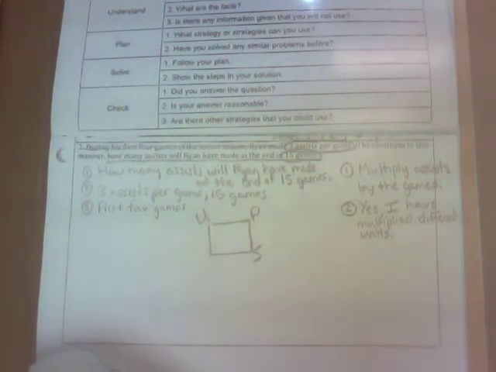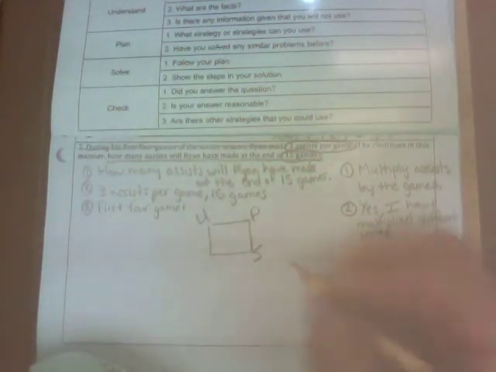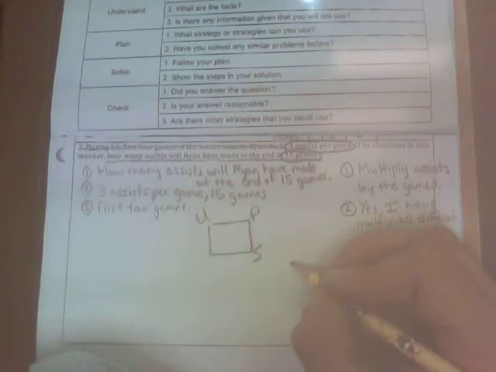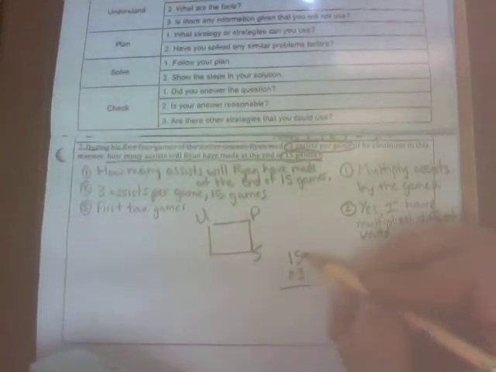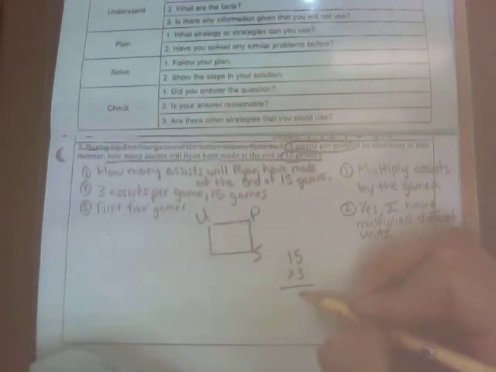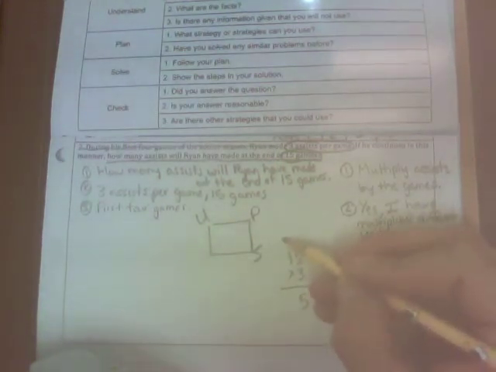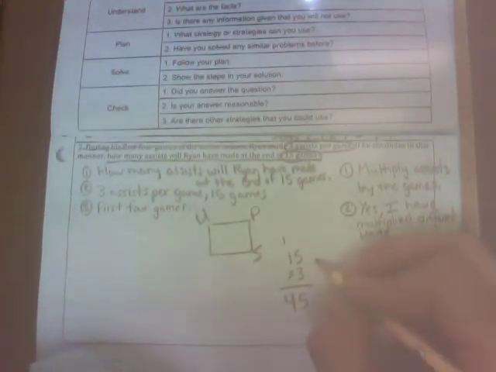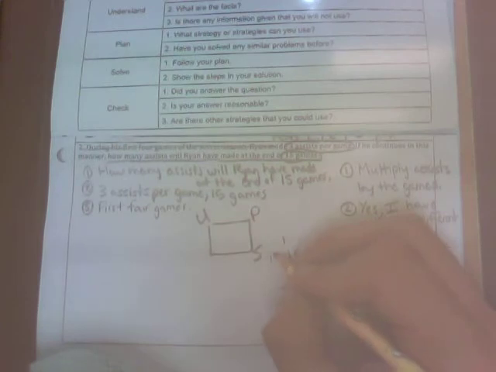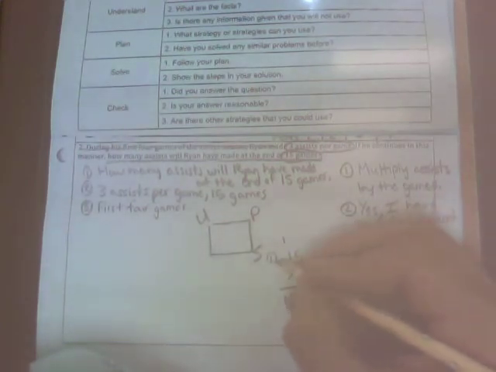Solve it out. Let's do it. So here we go. I know that there's 3 assists per game for 15 games times 3 assists per game. 3 times 5 is 15, and 3 times 1 is 3, plus 1, 4, 45. This is step 1, this was step 2. 1 was multiplying, step 2 was showing all the steps, which I did.